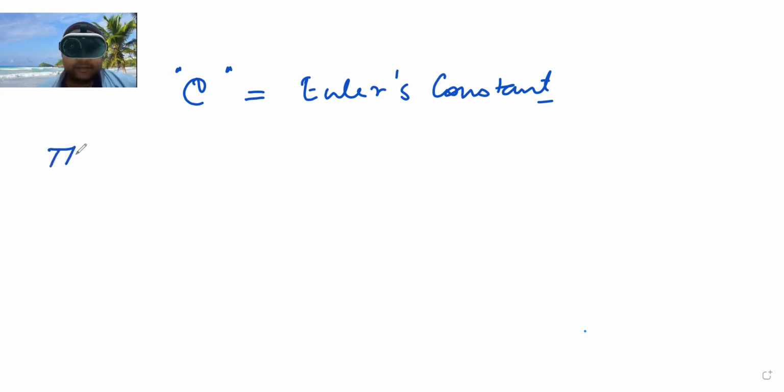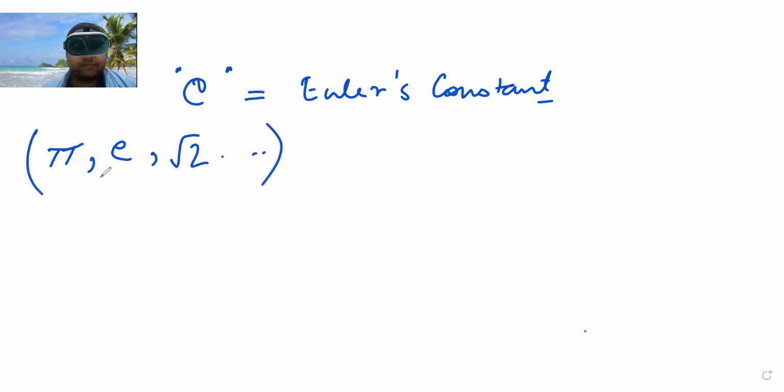Pi, E, right? Then there is, what else is there? Yeah, there are a few other irrational numbers like root 2. So all of these numbers, they are used as constants, okay? But they are also irrational numbers. E is also an irrational number.